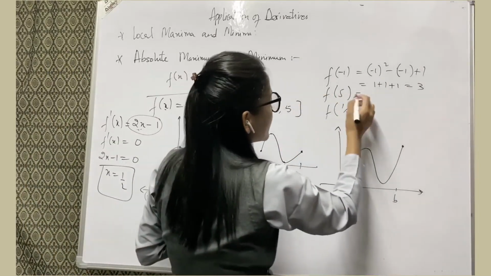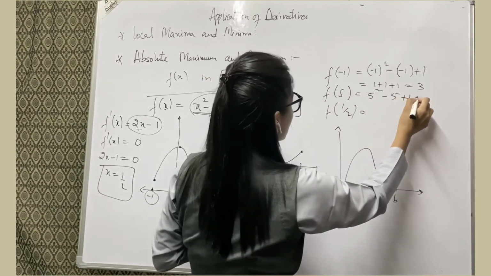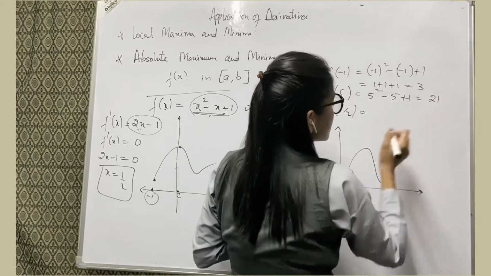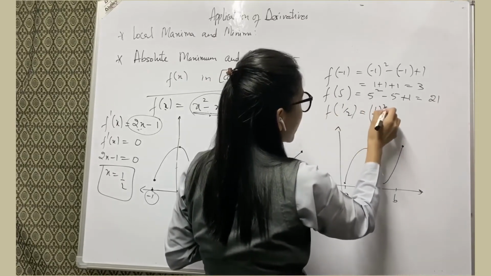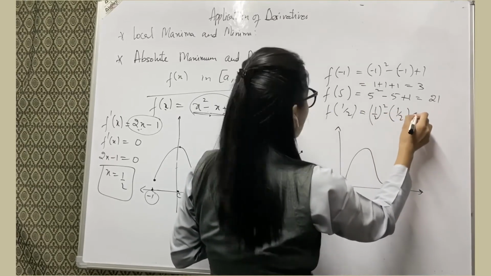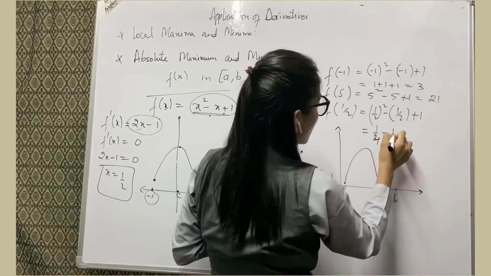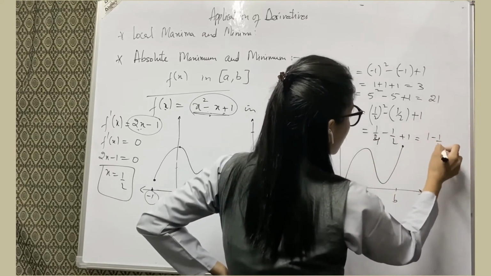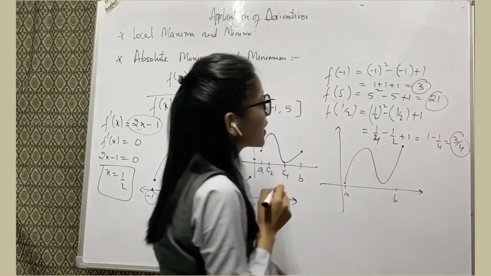Then you will find f of 5, that is 5 squared minus 5 plus 1, which is 25 minus 5 is 20, 20 plus 1 is 21. And then you will find half squared minus half plus 1, so this is 1 by 4 minus half plus 1, so that is 1 minus 1 by 4, so that is 3 by 4. So these are the three values we got.